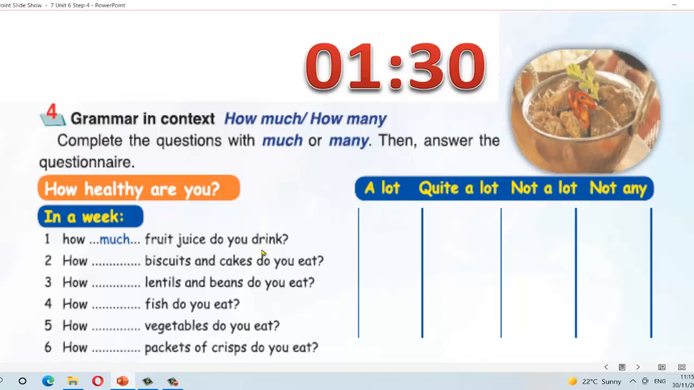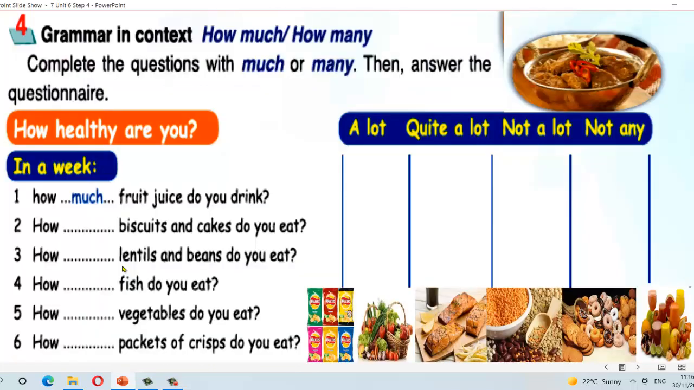Who can give me the answer for number 2? How many or how much biscuits and cakes do you eat? Who can give me the answer? How many biscuits? Biscuit is a countable noun, so I put many. How many biscuits and cakes do you eat? How much or how many lentils and beans do you eat? How much. Lentils and beans are amounts, so I ask with how much. How much lentils and beans do you eat?